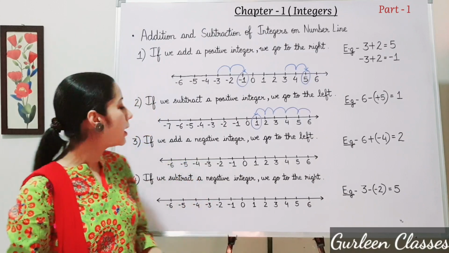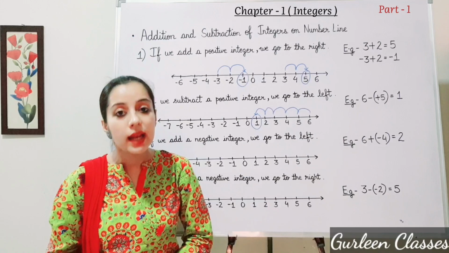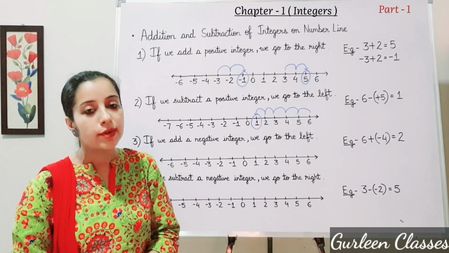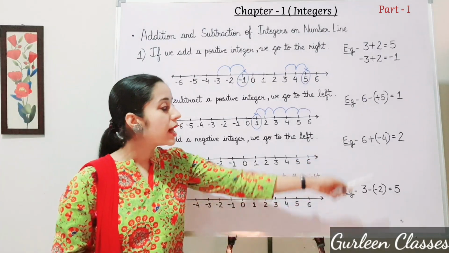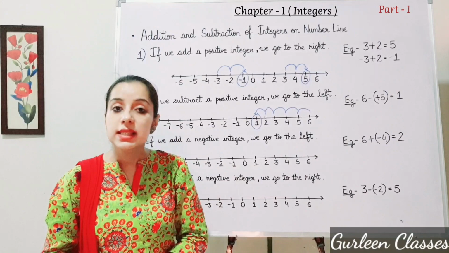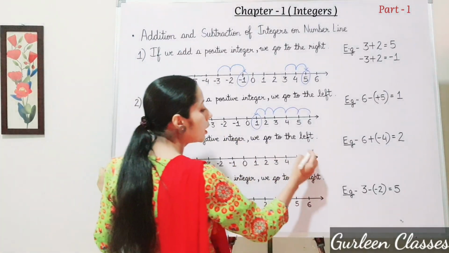Now third fact, if we add a negative integer, we go to the left. Example, 6 plus minus 4 is equal to 2. 6 plus minus 4. If we are adding, we will go to the left.